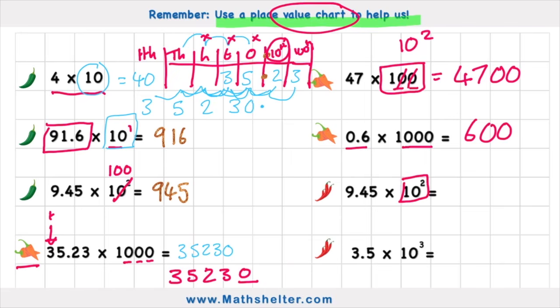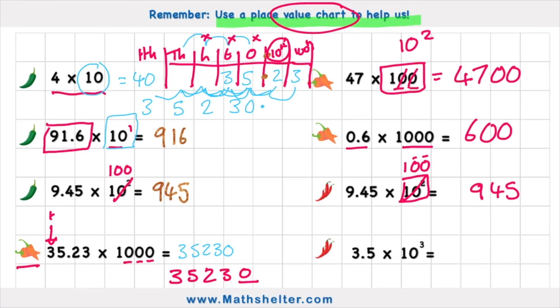9.45 times 10 to the power of 2. 10 to the power of 2, we've just established, is the same as saying 100. 100 has 1, 2 zeros. 9.45, moving everything forward 2 places, is 945.